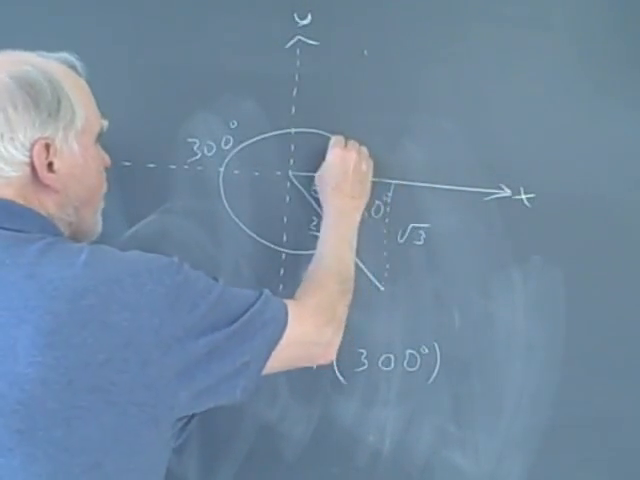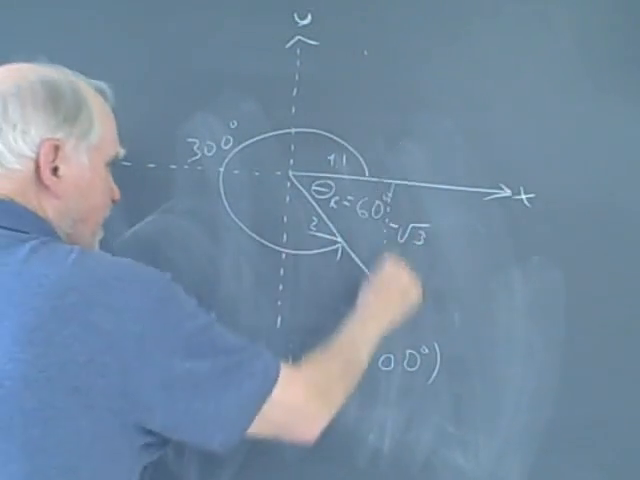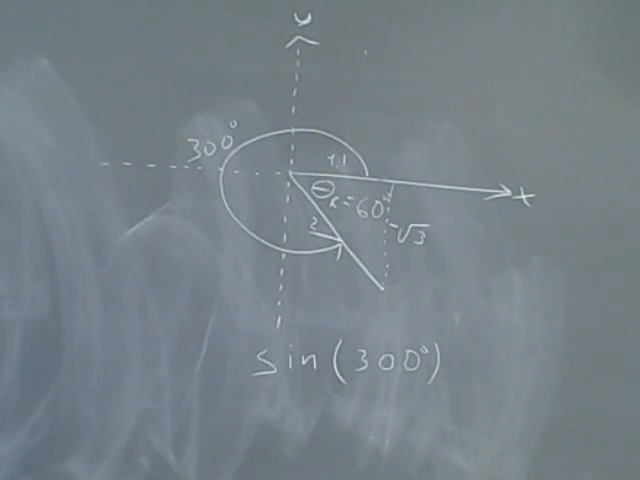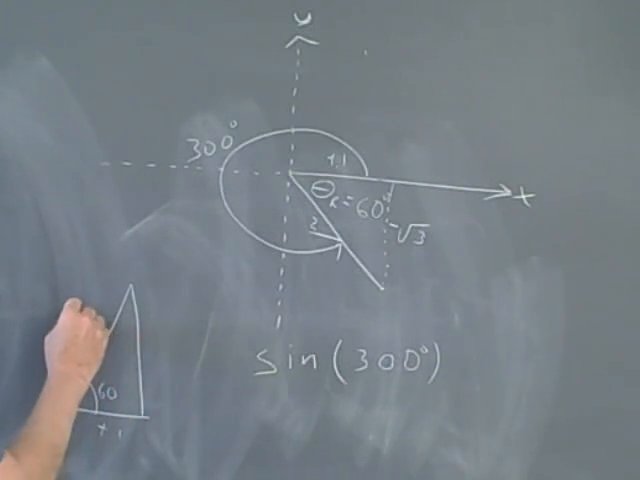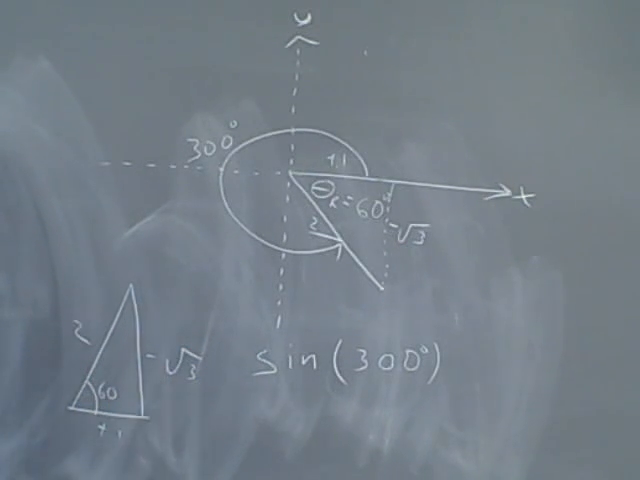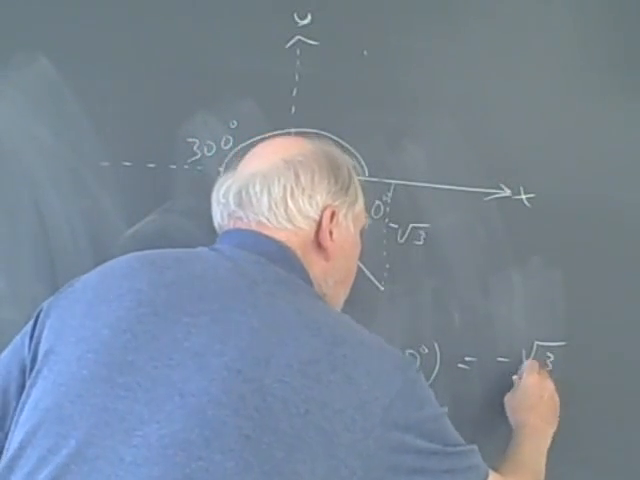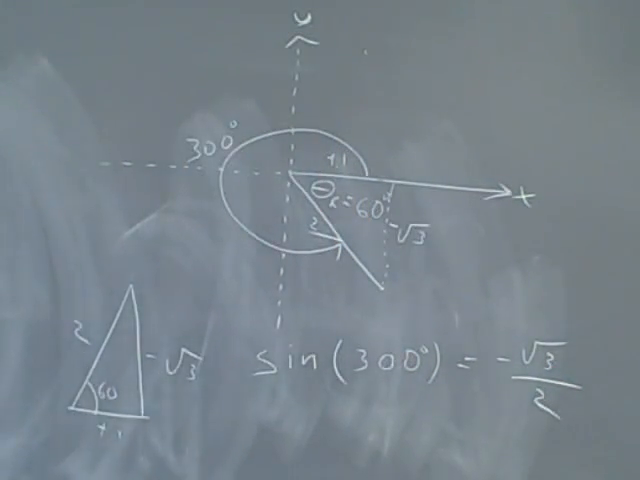I notice this is positive 1, and I know this is negative. It goes down this way, negative on the y-axis, so it's a negative square root of 3. Just to clarify, I can redraw the triangle a little better. This is 60 degrees, and this is positive 1, positive 2, the hypotenuse is always positive, and negative root 3. Now if I want sine, it is opposite over hypotenuse, that's negative root 3 over 2. And that's the sine of 300 degrees.